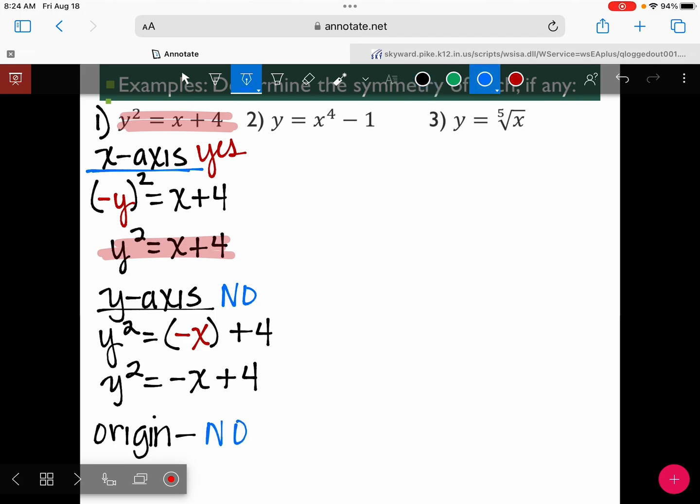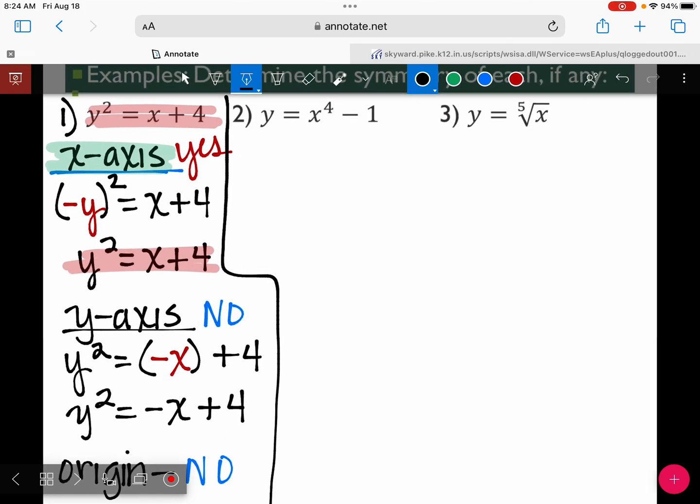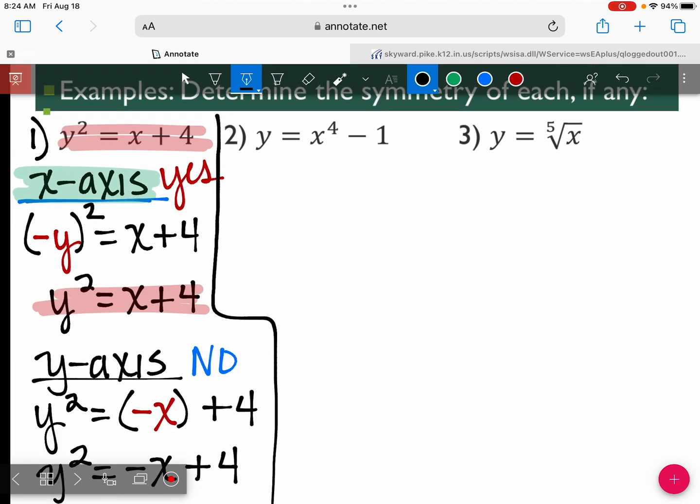So the only way it has symmetry is if after you simplify it, it's a match to the original. So this first one has x-axis symmetry only. All right, so let's check the second equation. Go ahead and copy it down if you haven't already.